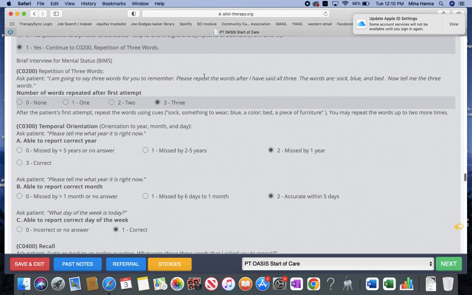They want you to say 3 words to the patient. I'm going to say 3 words, and you want to ask if they can repeat it back for you. And the 3 words are literally this: sock, blue, and red. And you're going to say sock, blue, and red. And you're going to say number of words repeated after the first attempt. You're going to ask them, can you repeat what I just said to you? And then they say sock, blue, red.